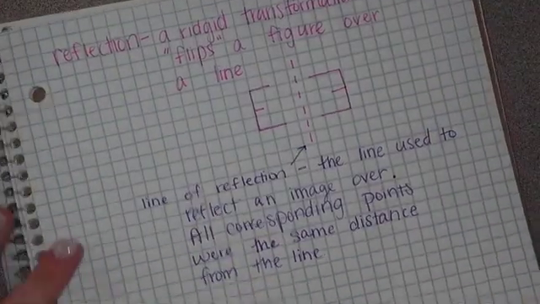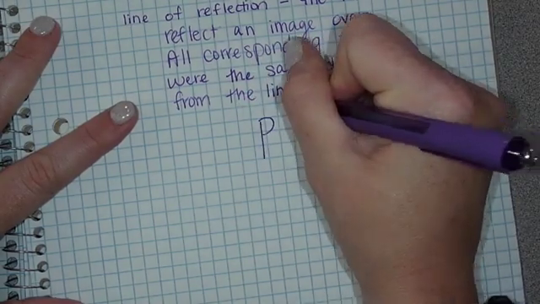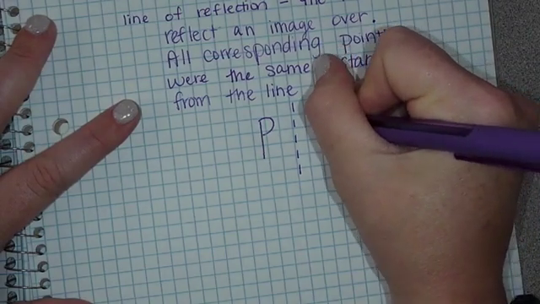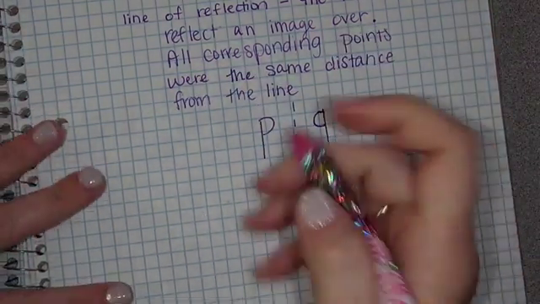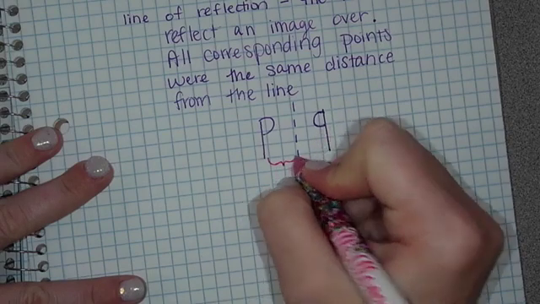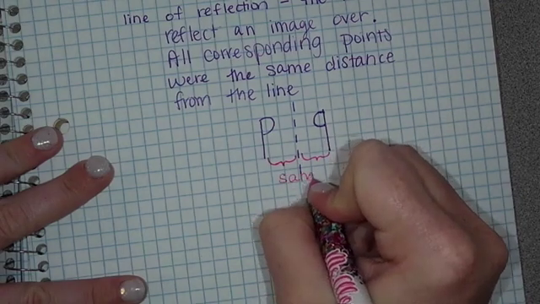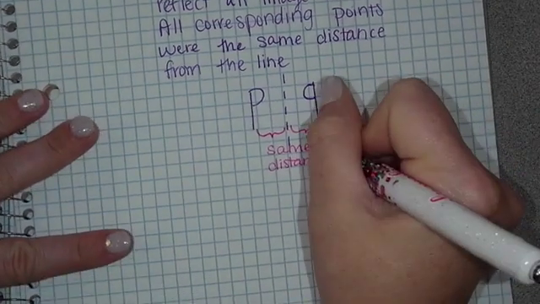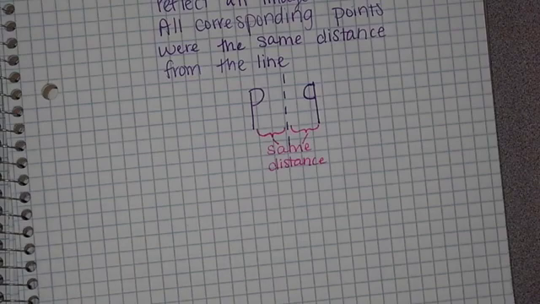So if you, let's just do the letter P. So if I reflect the letter P, that's kind of difficult, my bad. This distance has to be the same. Same distance. Okay, so both of those are the same distance apart.